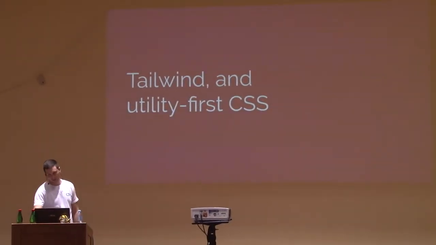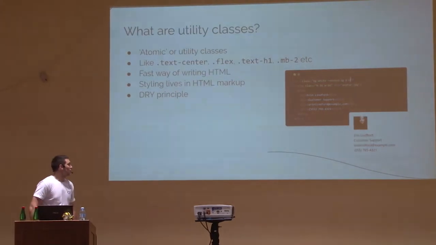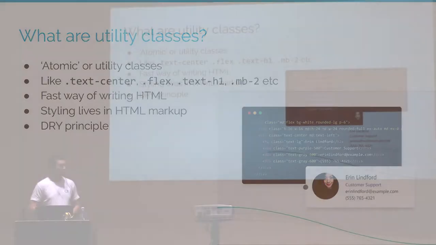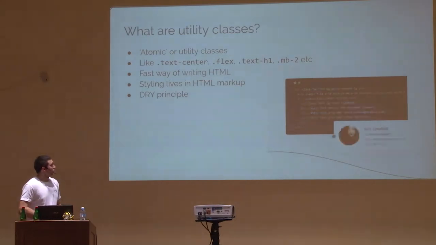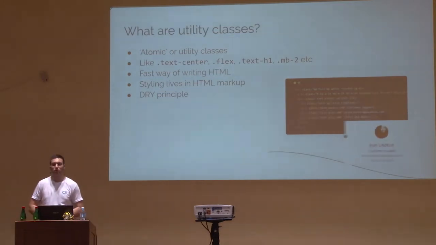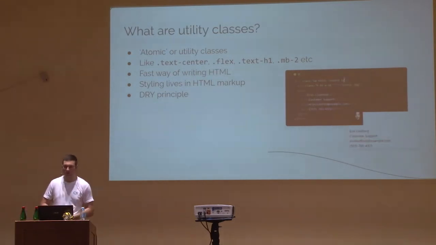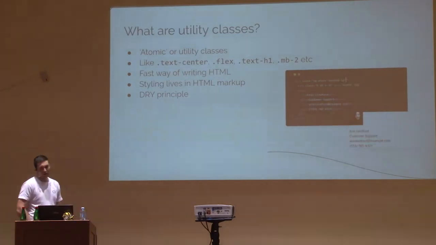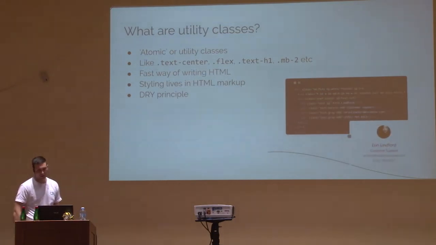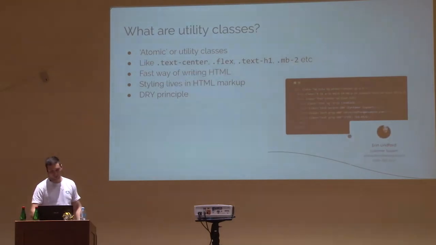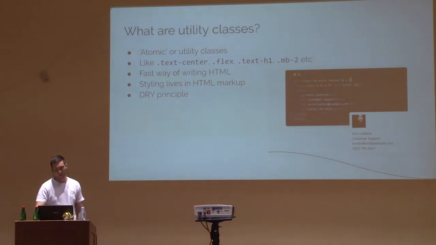Now we need to introduce Tailwind and utility-first CSS. What is that? Well, basically, atomic or utility classes represent a single CSS property, like text-center, flex, text-h1, margin-bottom-2, etc. We use those classes from Tailwind to quickly compose components in the browser or in a templating language, like Twig. The majority of styling comes from the classes in HTML, rather than having all the styling in CSS files. So we move that weight to the HTML.